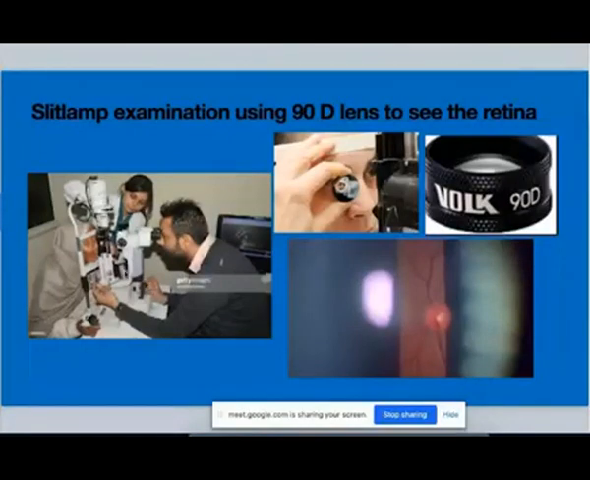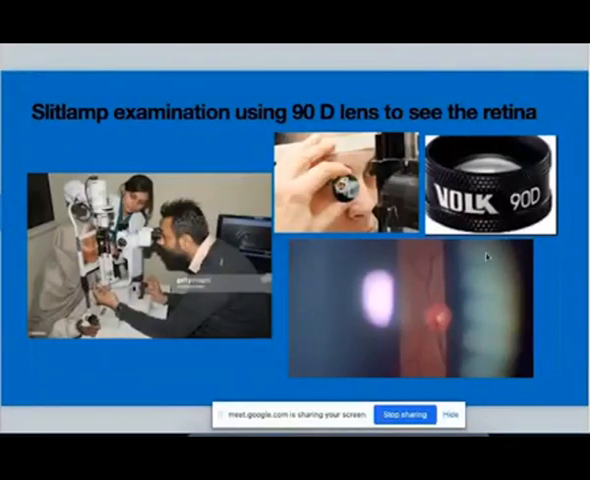So this machine that I'm showing you in this photograph is called the slit lamp biomicroscope. We call it basically the slit lamp. What happens in the slit lamp is the patient sits here, the doctor sits here, and there's a chin rest here, the eye is placed here, and it's basically a microscope. We can see the anterior segment details very nicely there, the iris, the lens, the cornea, even cells in the anterior chamber. But to look at the retina, we need to use this special lens, which is called a 90 diopter lens.